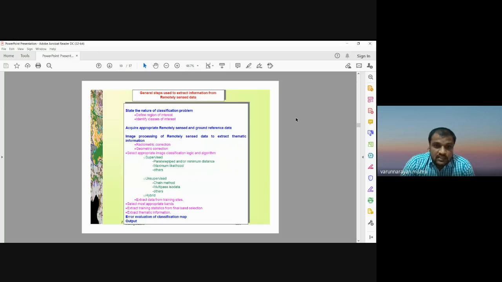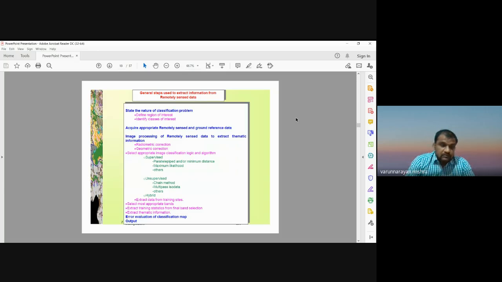So these are the general steps that are used to extract the information from the remotely sensed images. First step, state the nature of the classification problem. We have to define the region of interest. After defining the region of interest, we will identify the classes of interest. In the second step, we acquire the appropriate remotely sensed and ground reference data set. Then we can go for the image processing of remotely sensed data to extract the thematic information after performing radiometric and geometric correction. After this we can select an appropriate classification algorithm, either supervised or unsupervised.